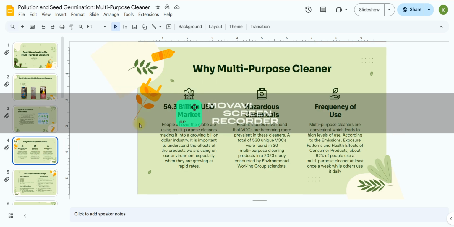On our next slide, why multi-purpose cleaner? As we can see, we have a 54.3 billion USD market. These are people all over the globe that use multi-purpose cleaner, a growing billion-dollar industry. It is important to understand the effects of the products we are using in our environment, especially when they are growing at rapid rates, as well as hazardous chemicals and frequency of use.